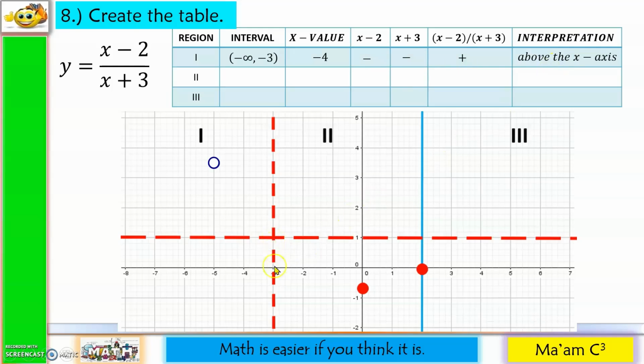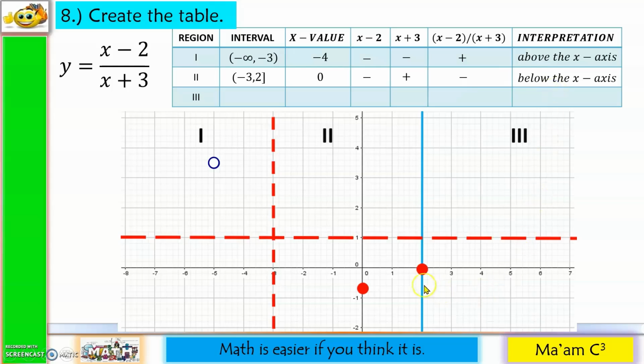For region 2, that is from negative 3 to positive 2. 2 is included, so negative 3 to positive 2. Not included, parenthesis; included, bracket. Let's assign any value from region 2. The easiest one is 0. So 0 minus 2 is negative, 0 plus 3 is positive. 1 negative, so this is negative, below the x-axis.